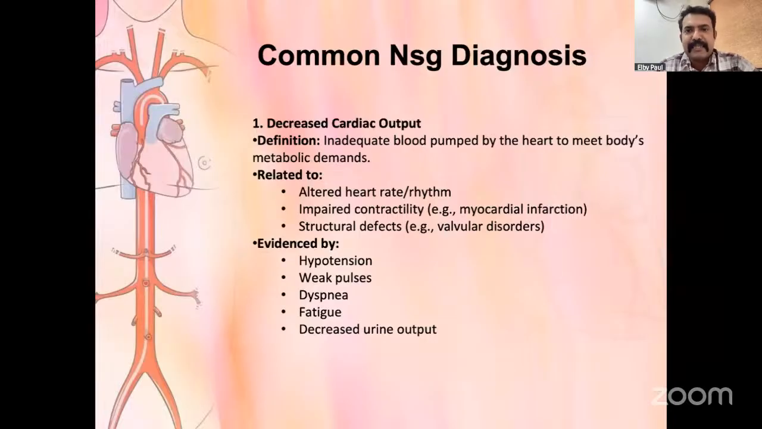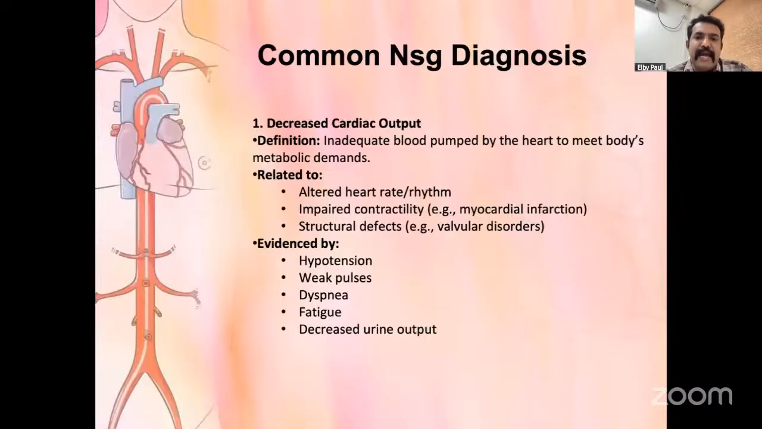Again, some common nursing diagnoses: decreased cardiac output, inadequate blood pumped by the heart to meet the body's metabolic demands, related to altered heart rate, rhythms, impaired contractility, structural defects. Okay, evidenced by. Always we have to focus on nursing diagnosis. What do we have to focus on? One is what is the problem, and that problem can be related to something and can be evidenced by. So 3 points we need to keep in mind while making a nursing diagnosis.